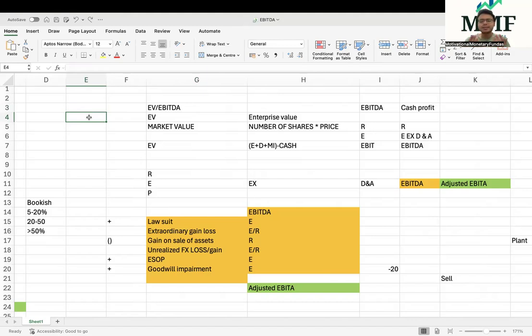Or if, for example, you're trying to gauge the valuation of L&T, right? L&T is a company, correct?